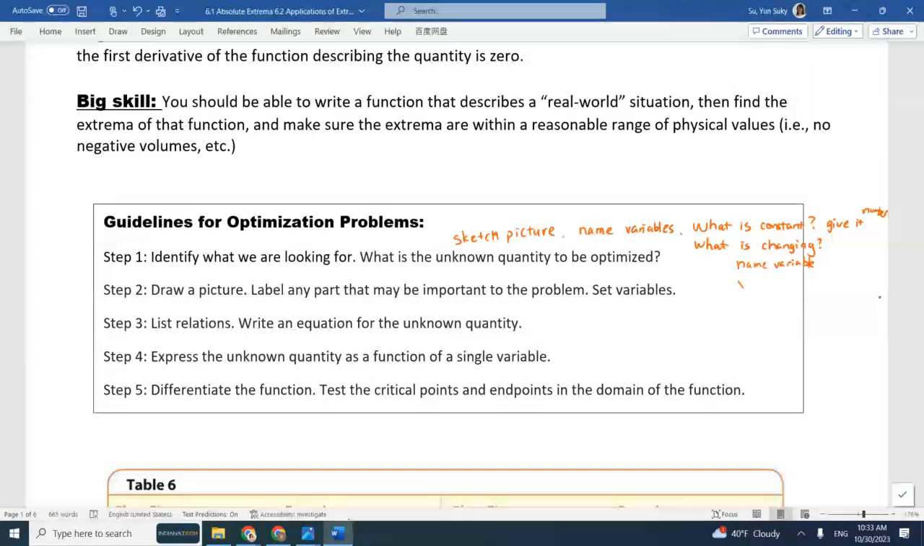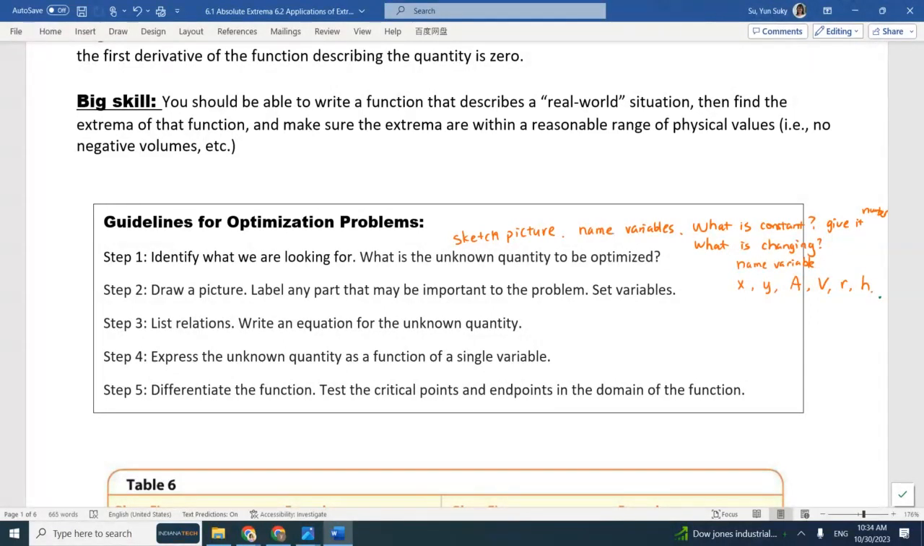Usually for horizontal distance, we use x. For vertical distance, we use y. And A for area, V for volume. Is that okay, everybody? If you have a circle, we talk about the radius. If you have a cylinder, then h is the height. Okay, everybody? So that's step 1. I would say that's also step 2: draw the picture, label the parts that may be important to the problem, and set the variables.